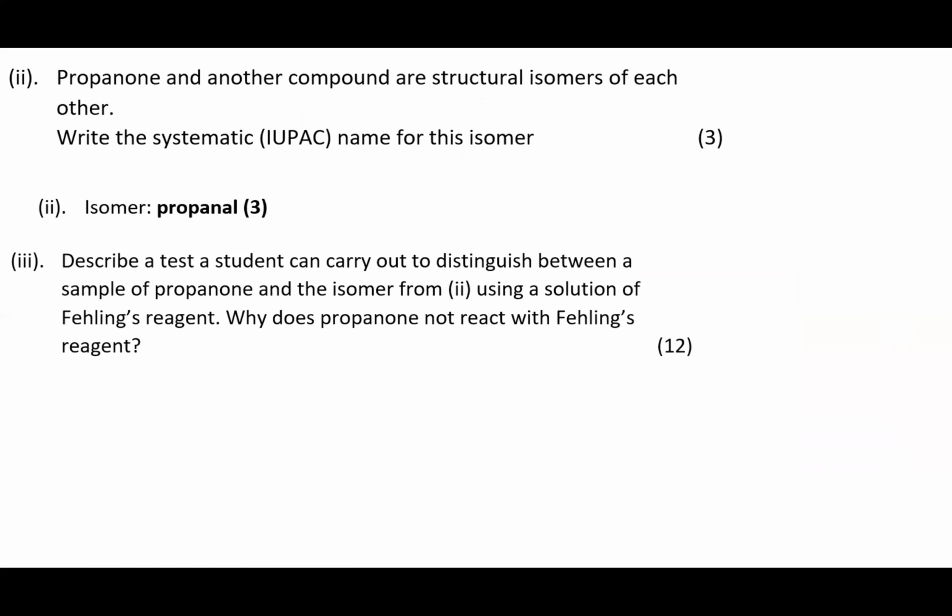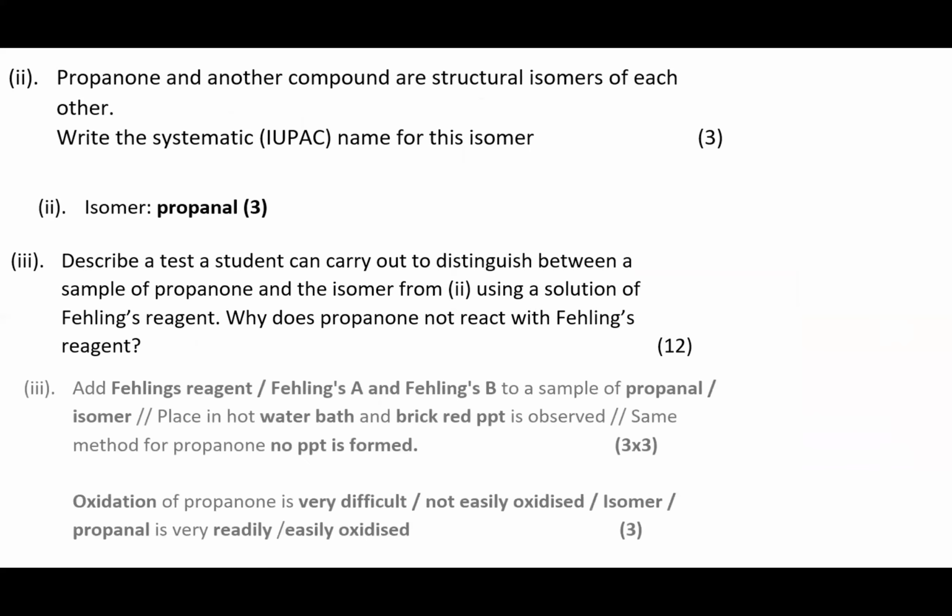Describe a test a student can carry out to distinguish between a sample of propanone and the isomer from 2 using a solution of Fehling's reagent. Why does propanone not react with Fehling's reagent? So you add Fehling's reagent, or Fehling's A and Fehling's B, to a sample of propanal, the isomer, and you place it in a hot water bath and a brick red precipitate is observed. The same method for propanone and no precipitate is formed.